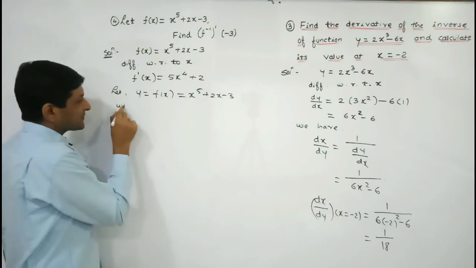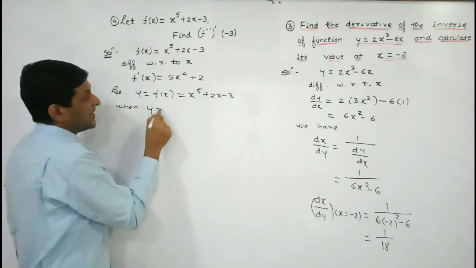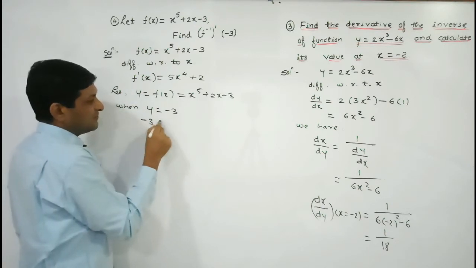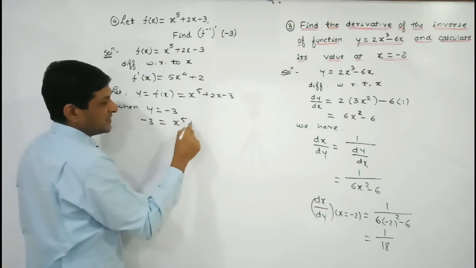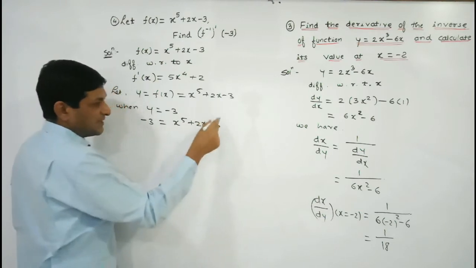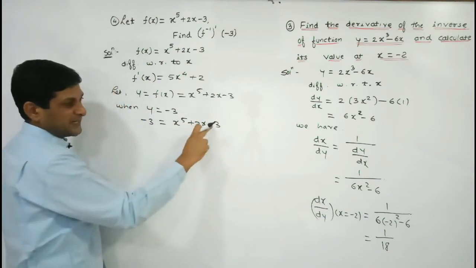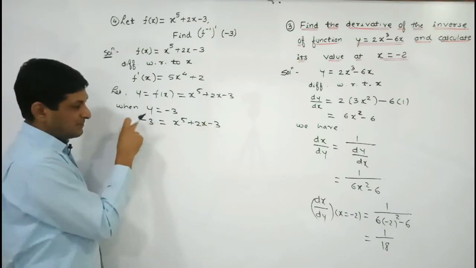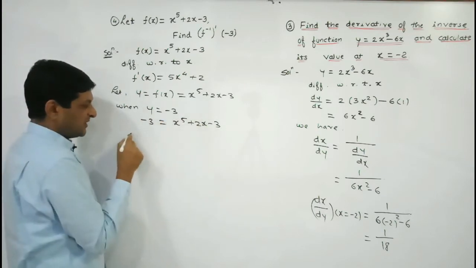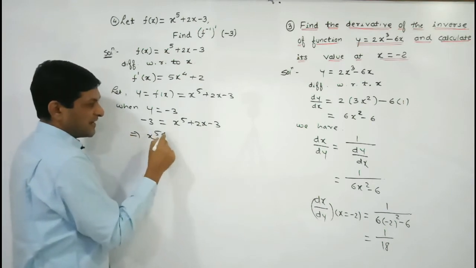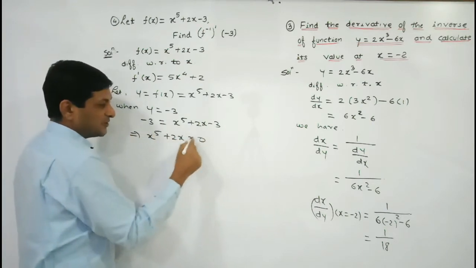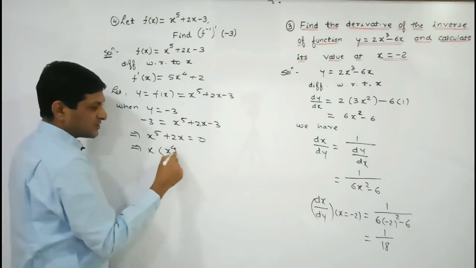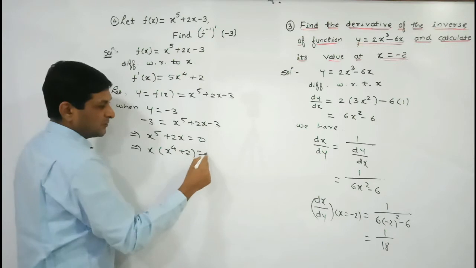So when y is equal to minus 3, here what we will get? Minus 3 will be equal to x raised to power 5 plus 2x minus 3. Minus 3 and minus 3 on both sides will get cancelled, in short we can say that this minus 3 on this side will become plus 3. Plus 3 minus 3 will become 0. So the remaining terms, x raised to power 5 plus 2x, will be equal to 0. From these two terms, if I take x common, what will we get here? x into x raised to power 4 plus 2 is equal to 0.